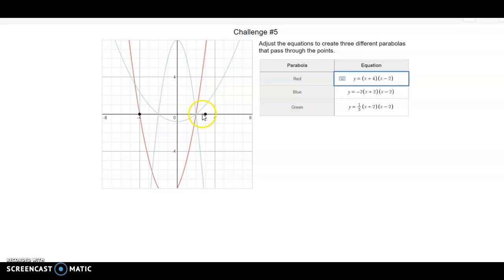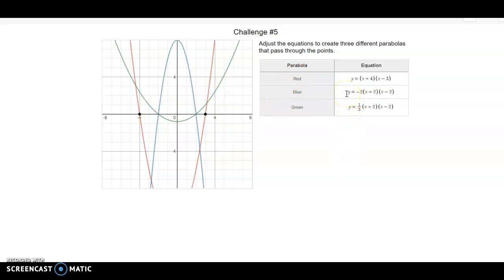Well, let's see, where is this dot at? 1, 2, 3. So it looks like the other side, the second set of parentheses, instead of being at 2, we should shift it 1 more to 3. And there we go. The red goes through both of those 2 points. So let's try the blue here.